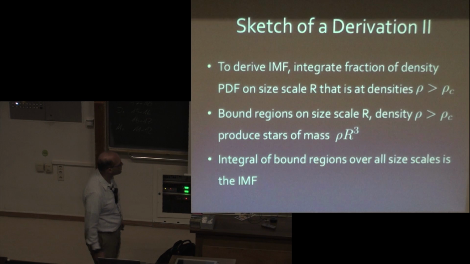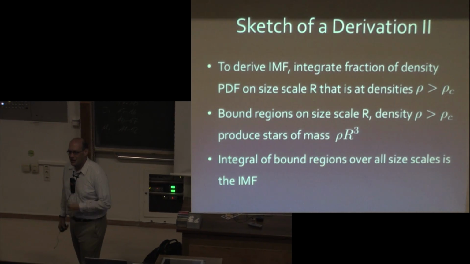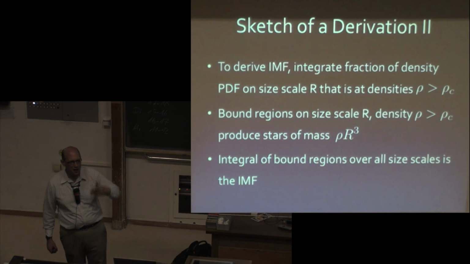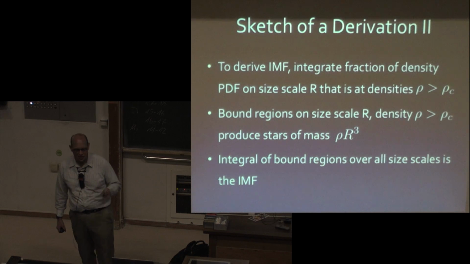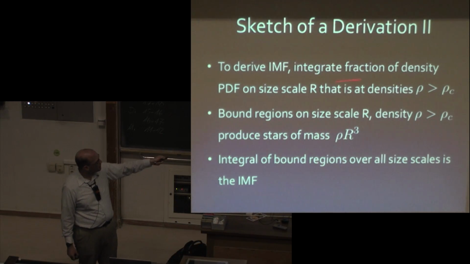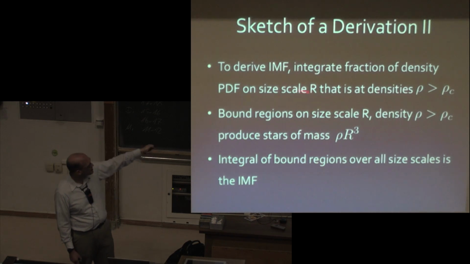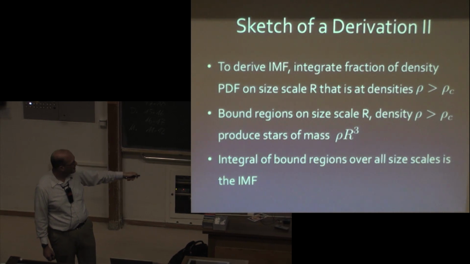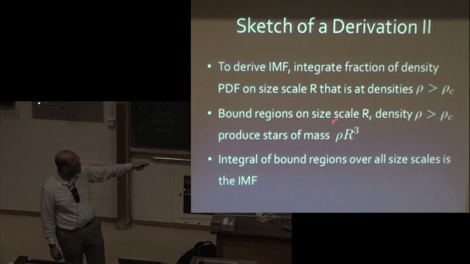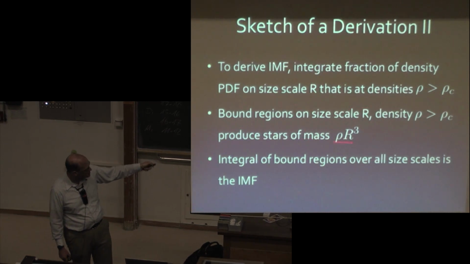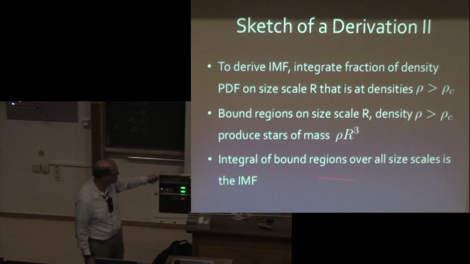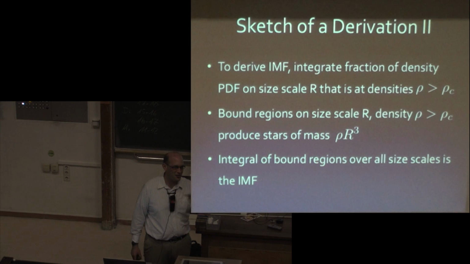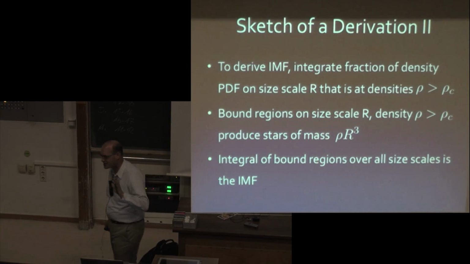All right, so then I do the following thing. I say, at a given size scale, I think I know what the Mach number is, and so I know what the distribution of densities is. I know how dense I have to be to be gravitationally bound, so I just ask, what fraction of the density PDF, what fraction of the mass on this size scale is dense enough to be gravitationally bound? Bound regions on a certain size scale produce a characteristic mass, rho r cubed, and then I just integrate over all size scales and I get a mass distribution. And I have left out a god-awful amount of mathematics that I have simplified out.